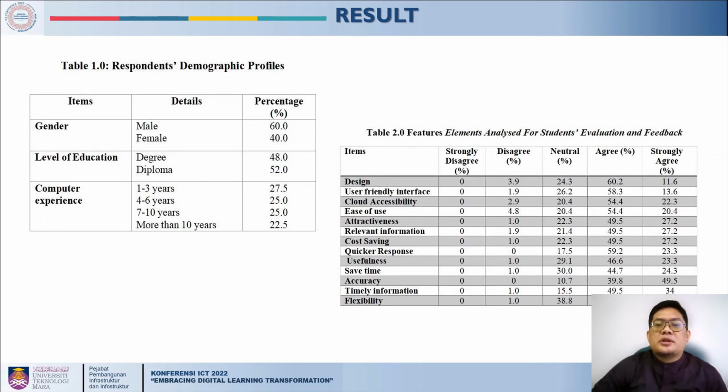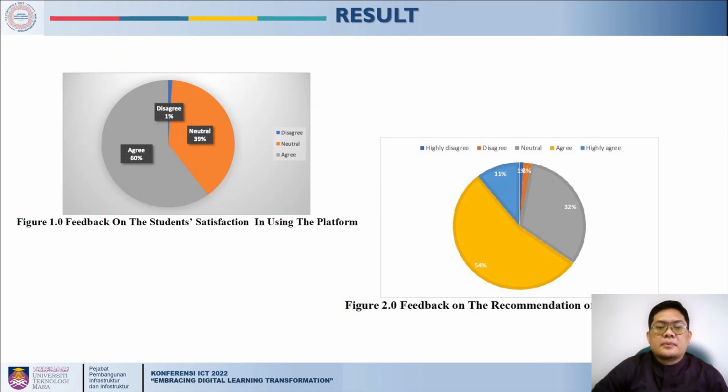All right, moving to the next slide. Figure 1.0 shows the feedback on student satisfaction in using the platform. As you can see, most students feel satisfied. They agree that the system will increase their satisfaction, especially relating to the management of information related to practical training.